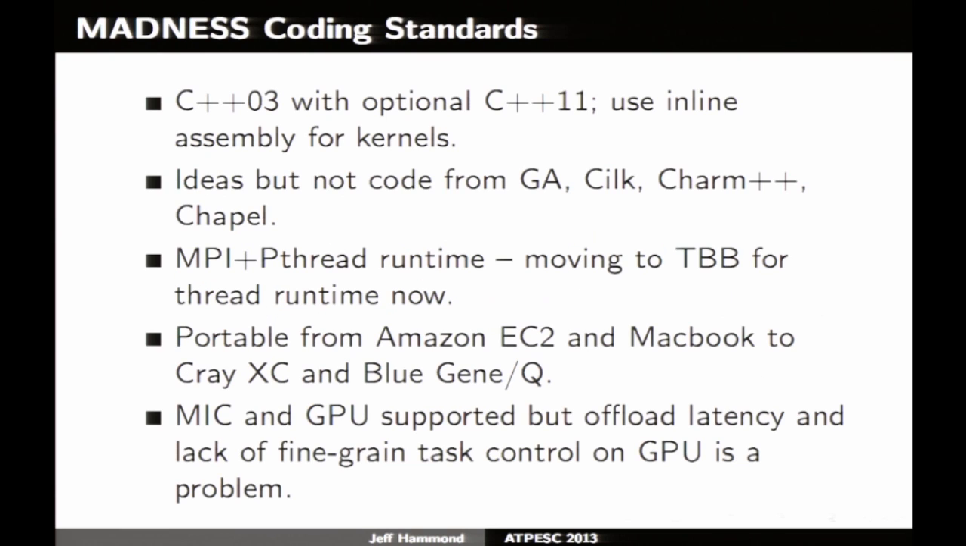As crazy as it is, there's a bunch of people who look at the code and think it's insane, but we really do have coding standards. We use portable C++, C++03 right now. There's optional C++11 stuff but there's always a way to work around it because we don't have that with some compilers. It adopted a lot of ideas from GA, from Cilk, from Charm++, and from Chapel, but it doesn't use code from any of them. There are various reasons for that, but MPI and pthreads are everywhere, so they're a good place to start. And it's currently portable from the cloud to your MacBook to BlueGene/Q and the Cray Cascade architecture. And yeah, it's successful in a lot of respects.